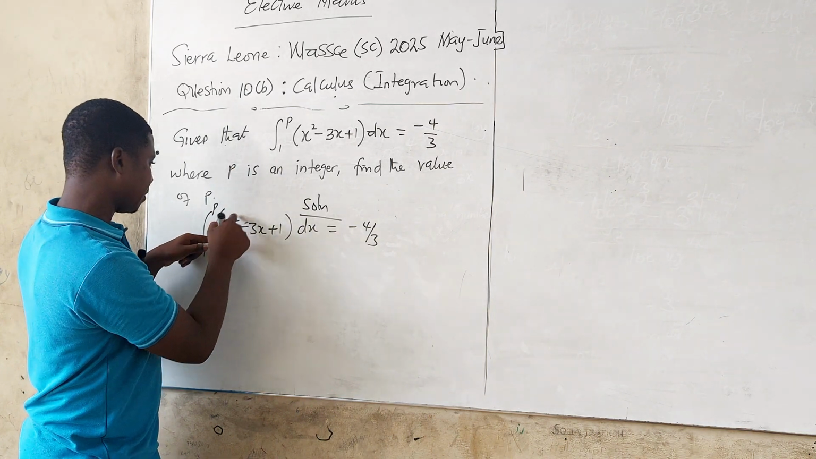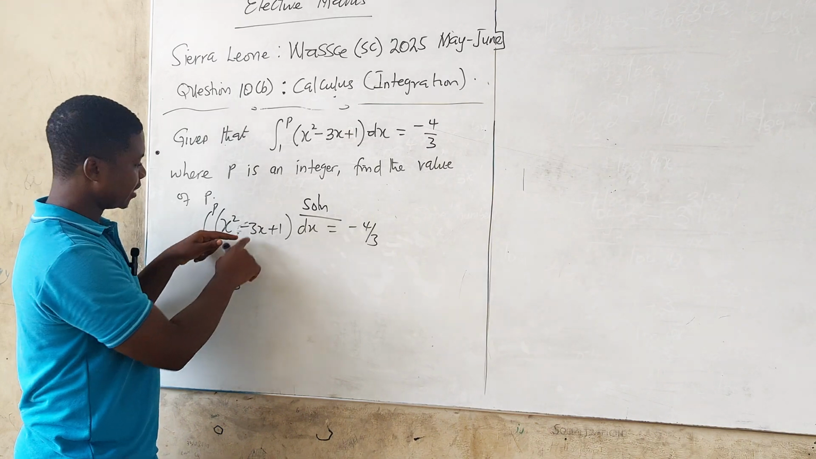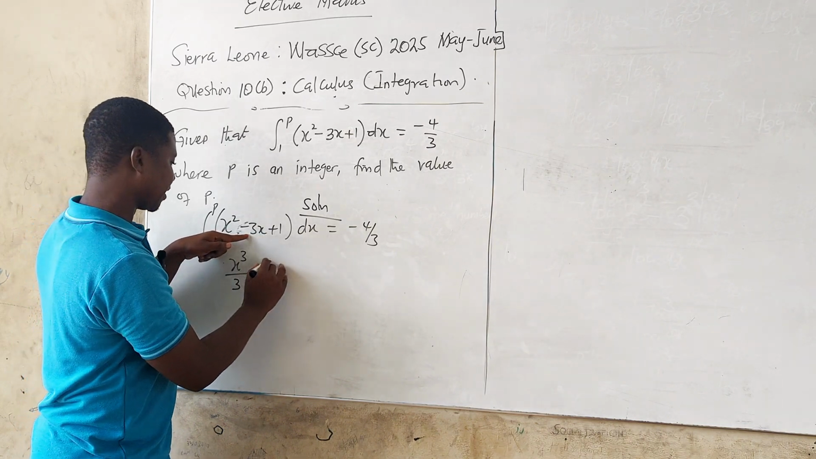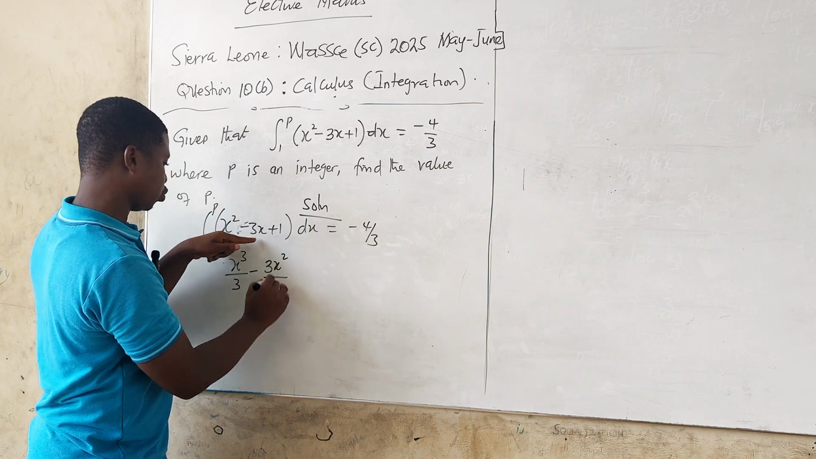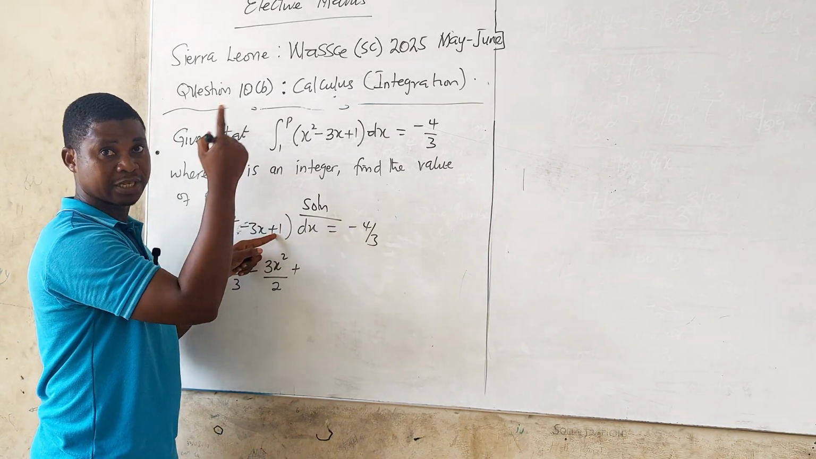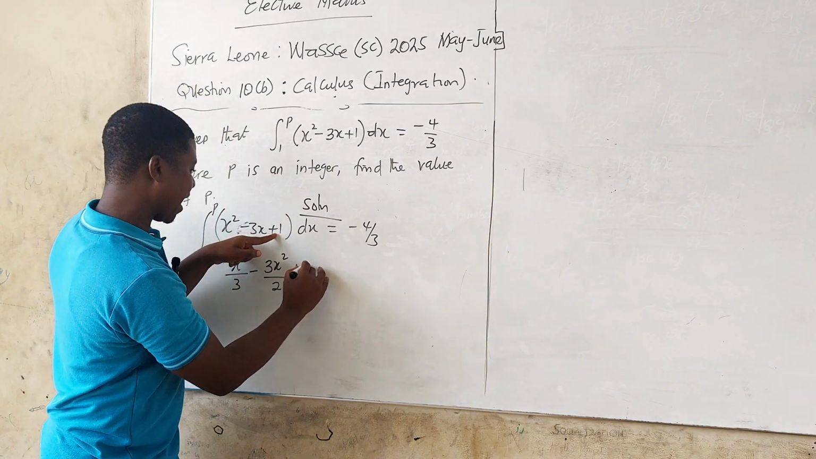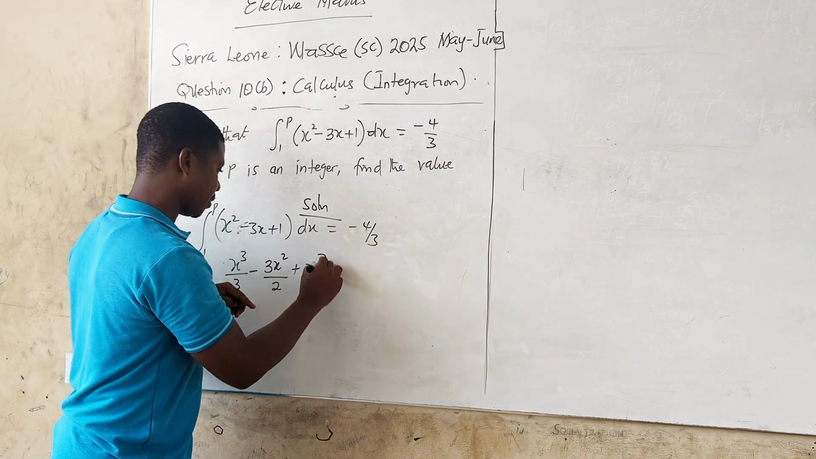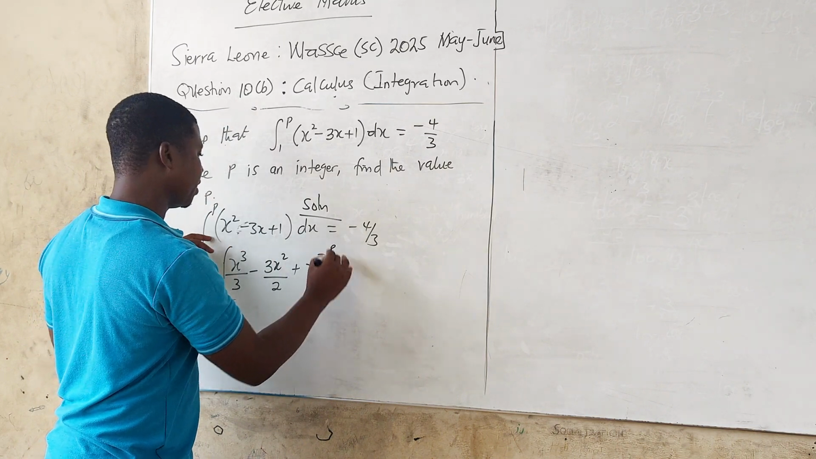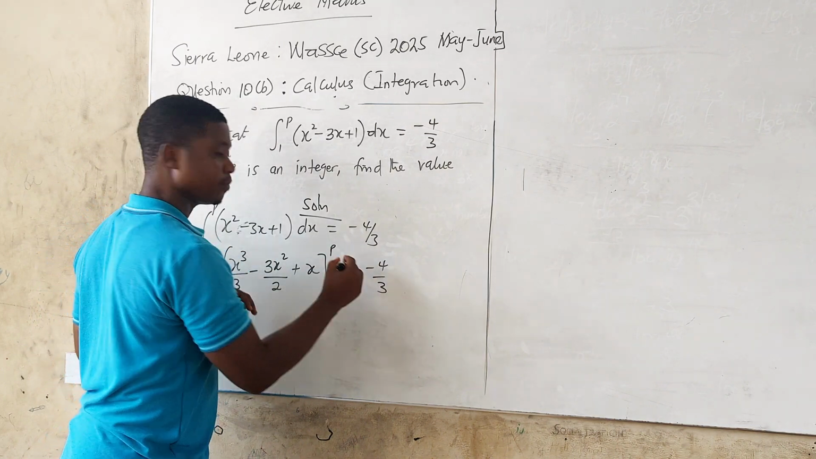So this one becomes x cubed on 3, minus 3x squared on 2, plus this one. You assume that you have x to the power 0, because any number raised to the power 0, except 0, is 1. So we have x, with p and 1 as our limits, is equal to negative 4 on 3.